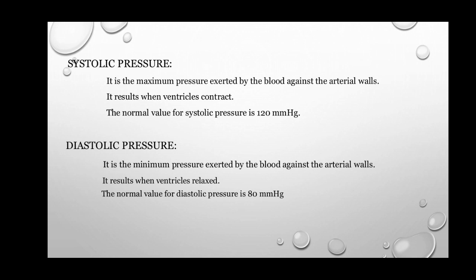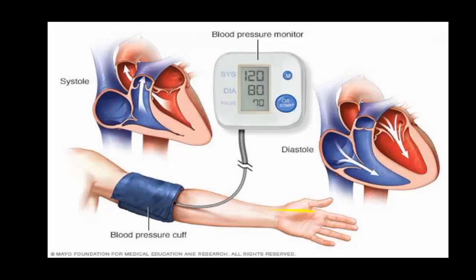Diastolic pressure is the minimum pressure exerted by the blood against the arterial walls. It results when the ventricle relaxes. The normal value for systolic pressure is 120 millimeter mercury and diastolic is 80 millimeter mercury.